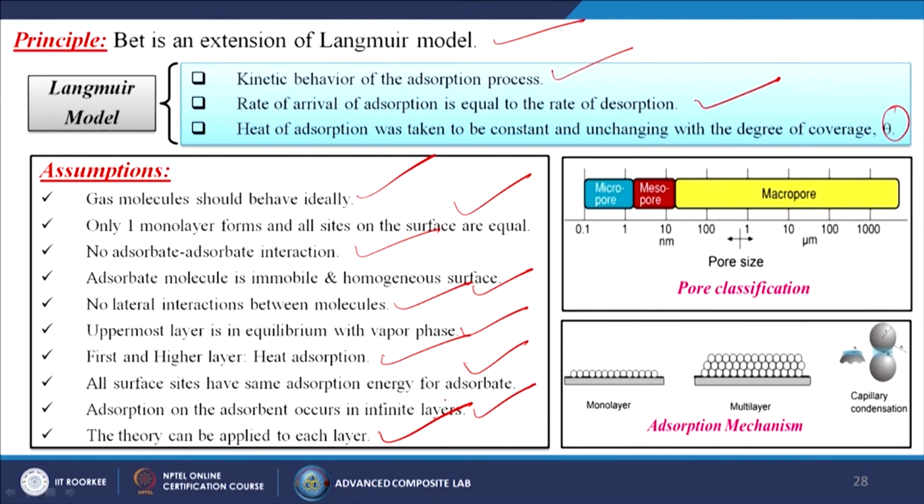In this way we can get the pore classifications: micropores, which are from 0.1 to 1 nanometer, mesopores, 1 to 10 nanometers, and then we have the macropores, from more than 10 nanometers to maybe 1000 micrometers.